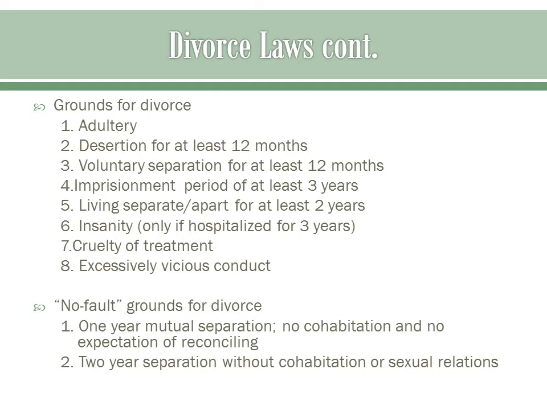In the state of Maryland, you have grounds for divorce and no-fault grounds for divorce. Under grounds of divorce, there are 8 reasons, which include adultery, desertion for at least 12 months, voluntary separation for at least 12 months, imprisonment for a period of at least 3 years, living separate or apart for at least 2 years, insanity only if hospitalized for at least 3 years, and cruelty of treatment or excessively vicious conduct. And then no-fault grounds for divorce are 1 year of mutual separation, no cohabitation, and no expectation of reconciling, or a 2-year separation period without cohabitation or sexual contact.